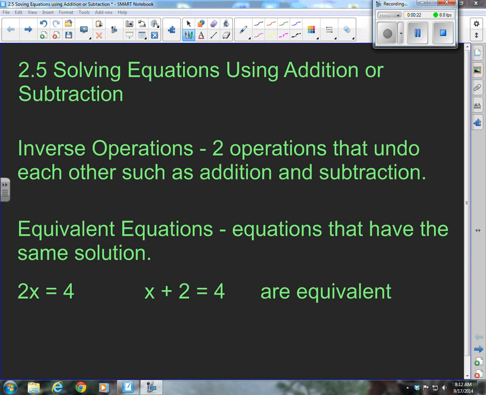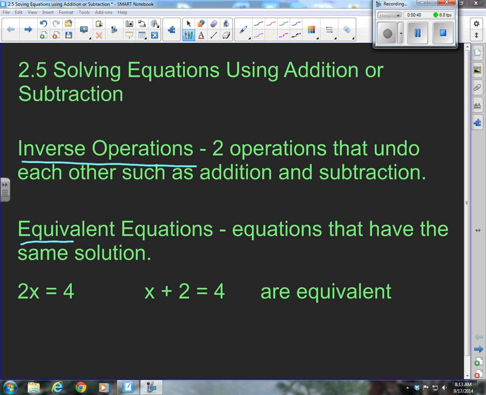There are two terms we need to know before we start solving equations. The first one is inverse operations. These are two operations that undo each other, such as addition and subtraction. Such as if you start out with, say, 4 quarters, you add 2 quarters, and then you take away 2 quarters. You end up with what you started with. Addition and subtraction, they undo each other. They're inverse operations.